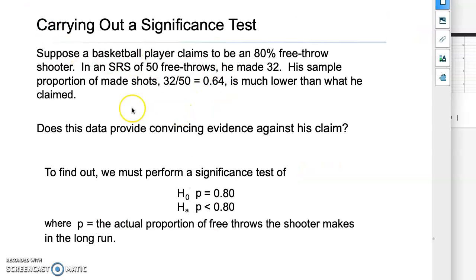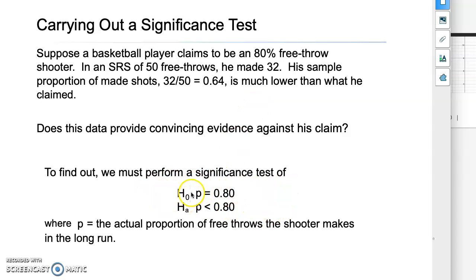So here we have our basketball player again. I'm really tired of him, but here he is making his free throws. He claims he's an 80% free throw shooter, but in a sample he only made 32, which is 64%, which is a lot lower than 80%. Is this convincing evidence against his claim? So you might say yes, but what we're going to do is run the test just to be sure. So first we set up our hypotheses.